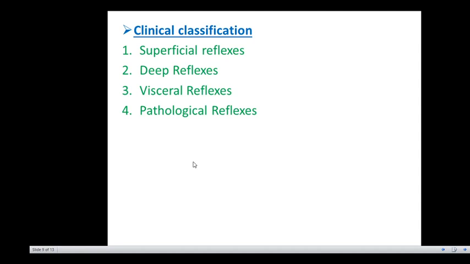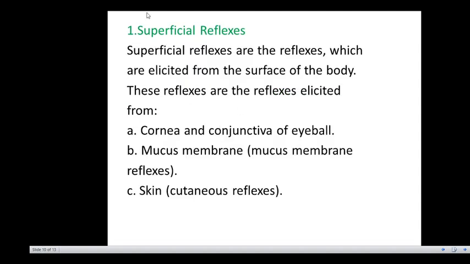Now coming to the clinical classification, how clinically these reflexes are classified. Number one, superficial reflexes. Number two, deep reflexes. Number three, visceral reflexes. Number four, pathological reflexes. Now coming to the superficial reflexes.